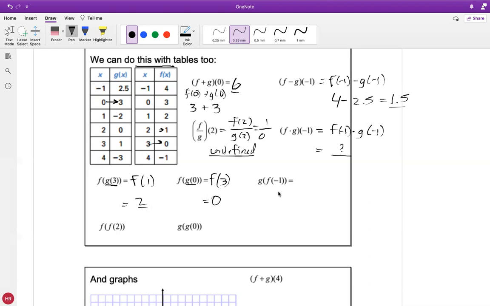This is the same deal, but this time the f of x is on the inside and the g is on the outside, so it doesn't matter. Start on the inside. F of -1, f of x table, x is -1, f of -1 is 4, so it's g of 4. And now g of 4, I go to the g of x table, I find where x is 4, and I get that it's equal to 3. So this equals 3.